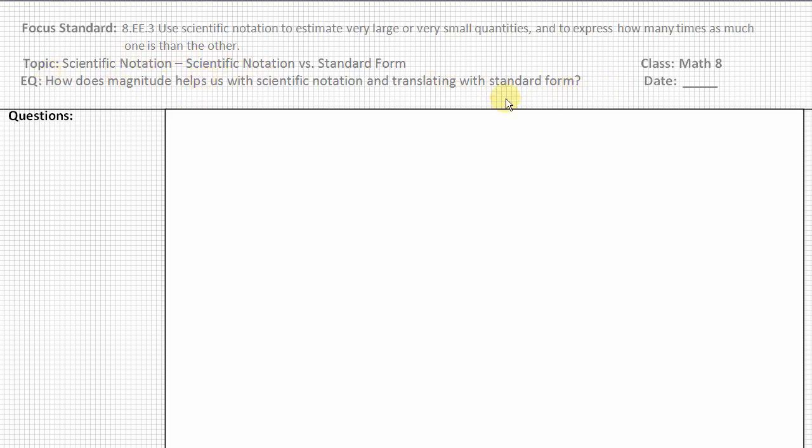Take a moment to copy down your header and set up your question column and your note column, and resume the video when you're ready to begin.